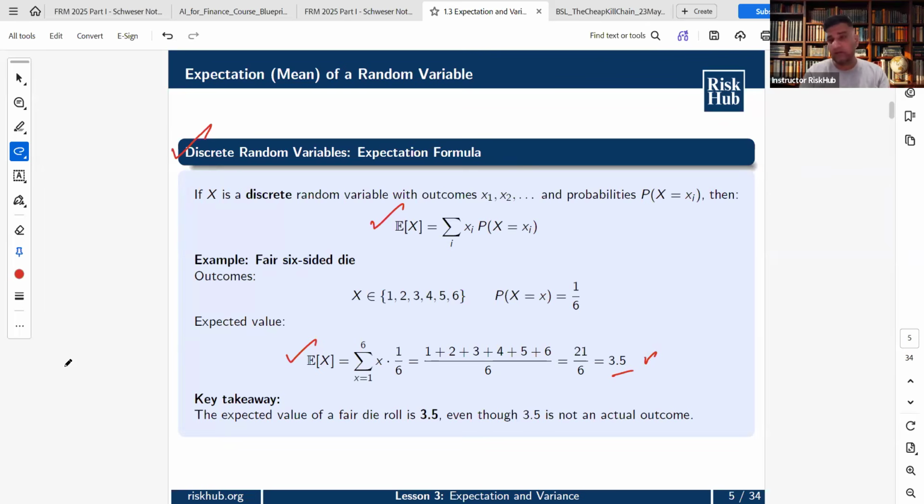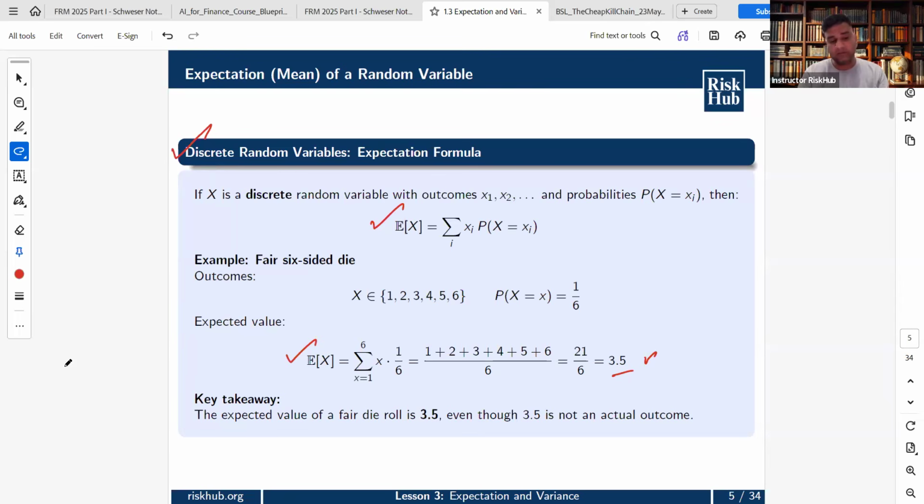Important insight: 3.5 is not an actual outcome. You can never roll a 3.5. Yet the expected value of X is 3.5. This is one of the first conceptual hurdles students face. Expected value is a long-run average, not the most likely outcome. Very important distinction you need to know.